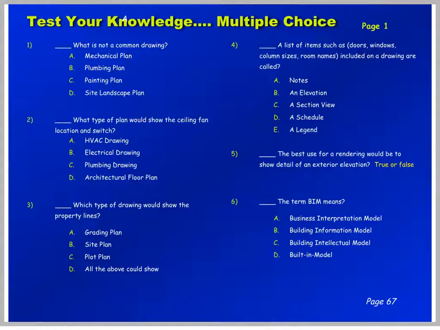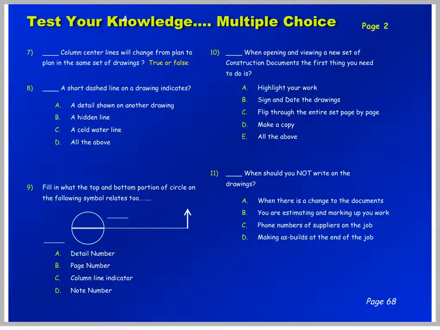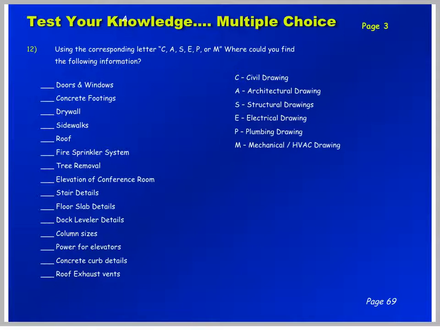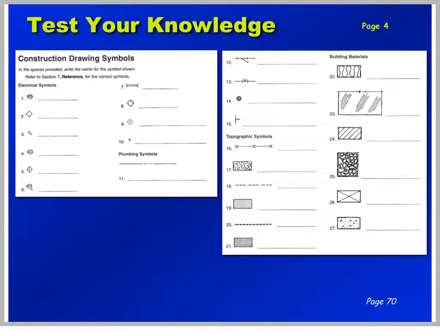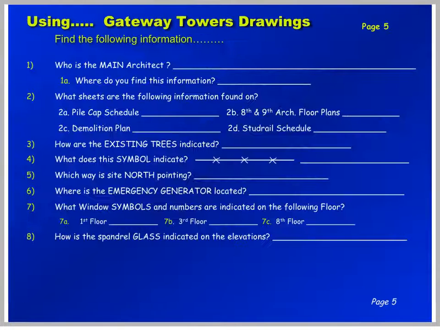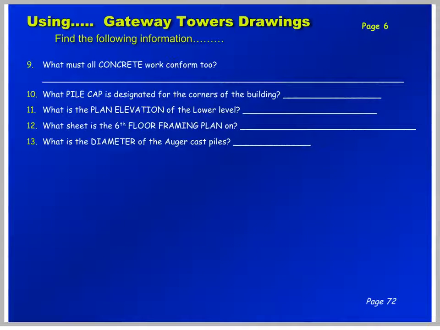Okay, go to your student handbook and do the 6 pages of exercises at the end of Unit 1. Answer the multiple choice questions on page 1, page 2, and page 3. On page 4, interpret the following symbols and materials. On page 5 and page 6, using the Gateway Project drawings provided, answer the 13 questions. When complete, continue the video and the answers will be provided. Stop the video now.